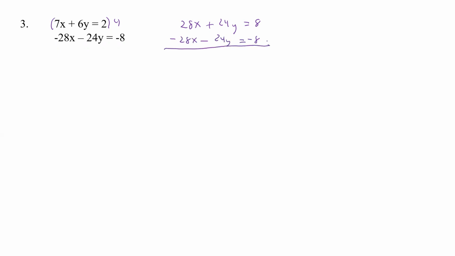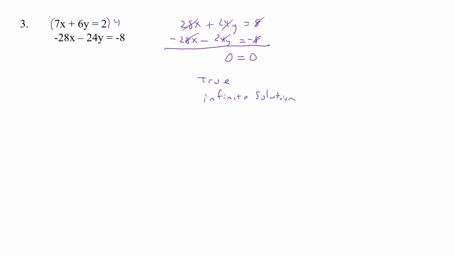So what do I get? Well, everything cancels. That's gone, that's gone, that's gone. So I get 0 equals 0. Well, what does that say? Well, 0 equals 0 is true. And so there's going to be infinite solutions because those equations are exactly the same.